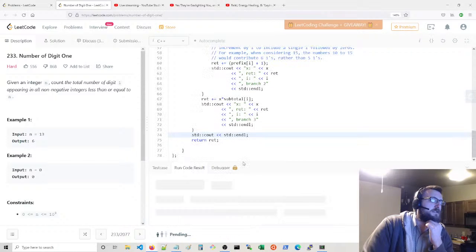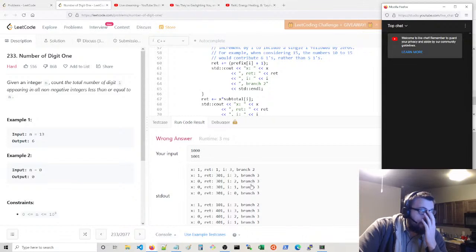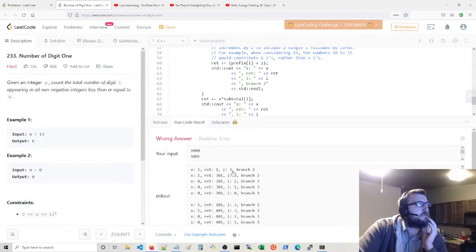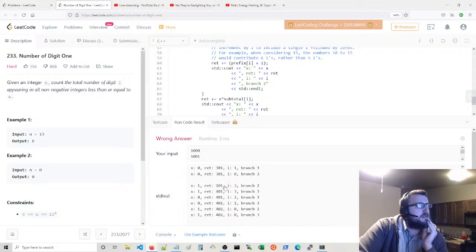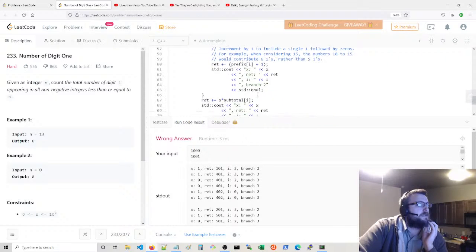Debug statement at the end just so I can separate each of these. I just would like to do 3 at once here. Okay, so 301 is correct. Now we get 101. Branch 2.